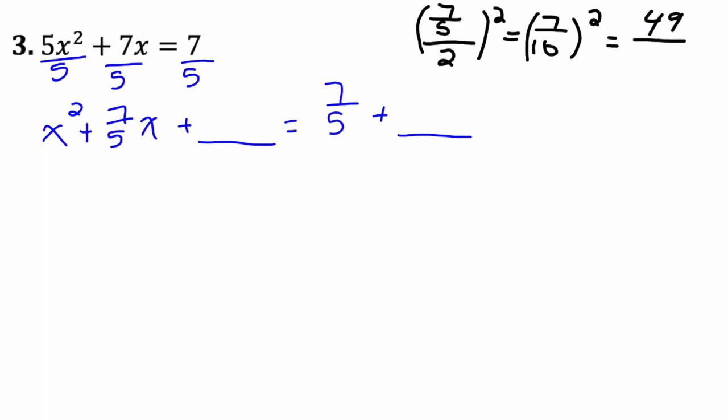So 7 squared is 49, 10 squared is 100. So that's what we'll plug in here. 49 over 100. And we'll plug that in over here as well. 49 over 100.